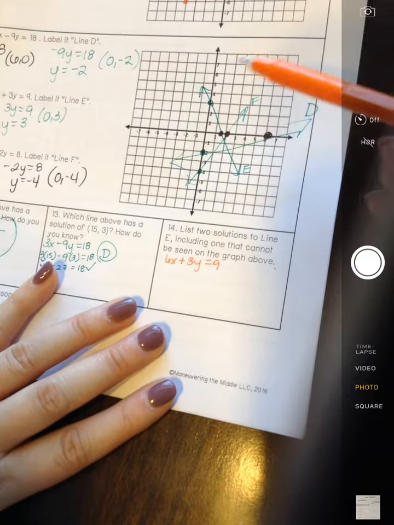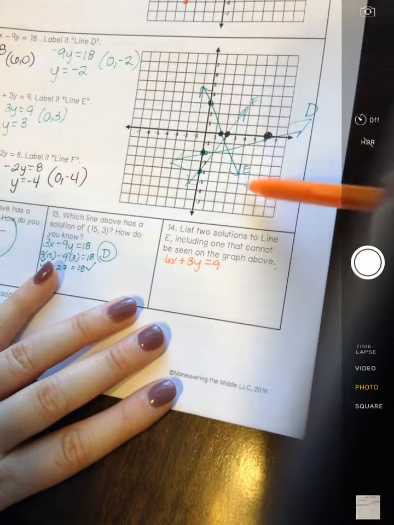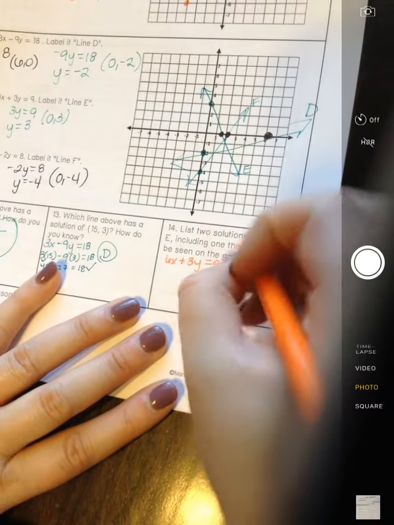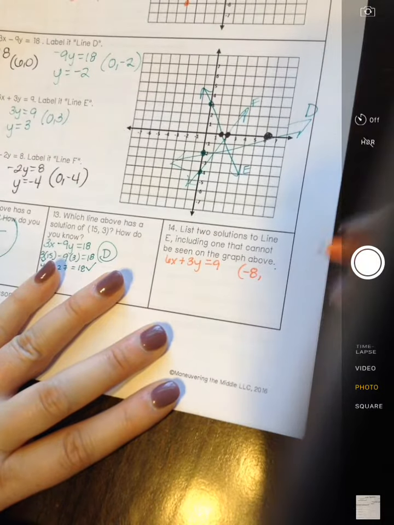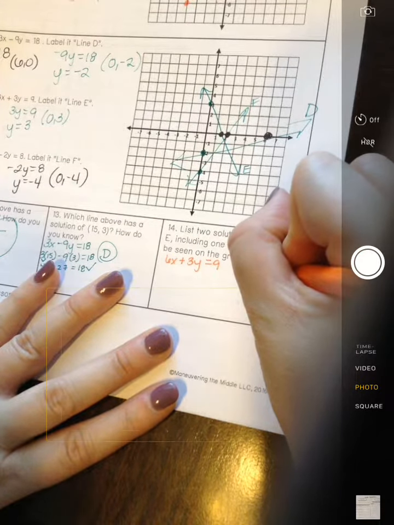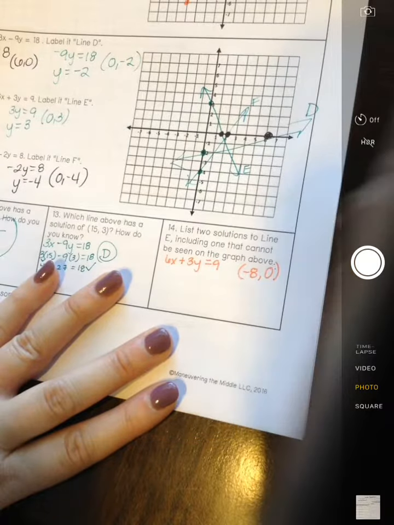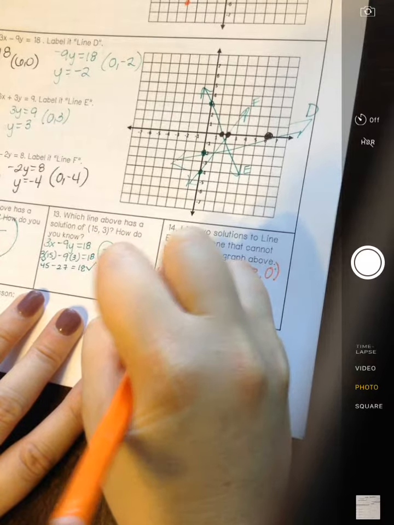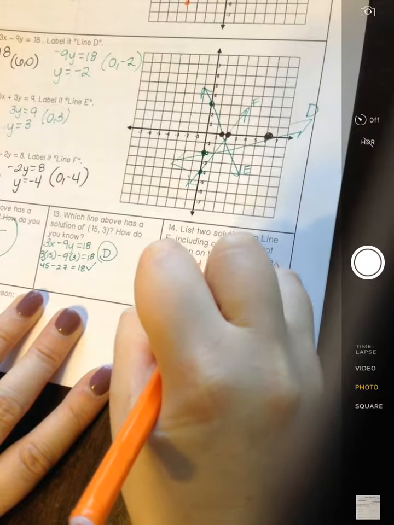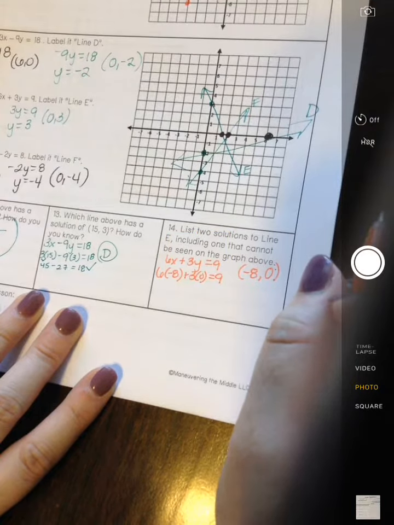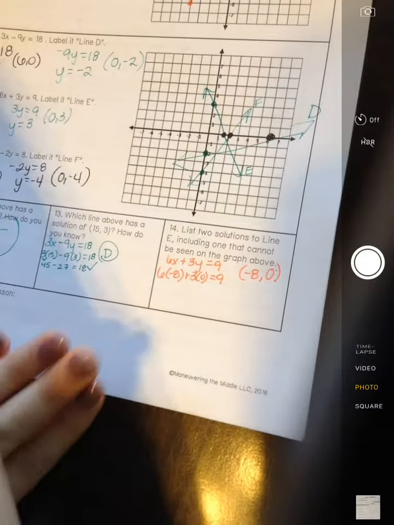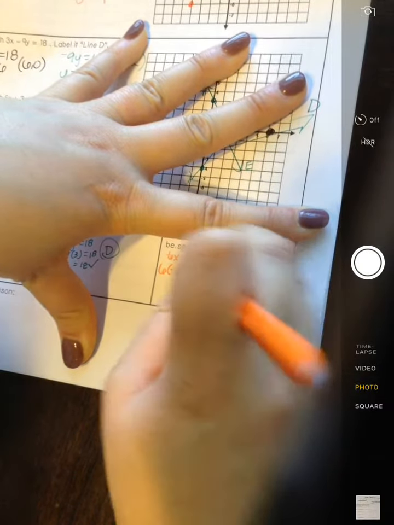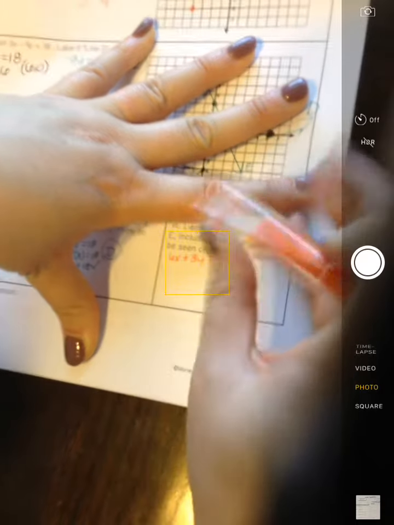So if I pick, where is E? E is this one, right? So if I were to pick, well, let's say -8. Let's go -8, 0. See what happens. No. Sorry, I'm not looking at the right one. Erase. I'm sorry. I'm not looking at the right thing here.